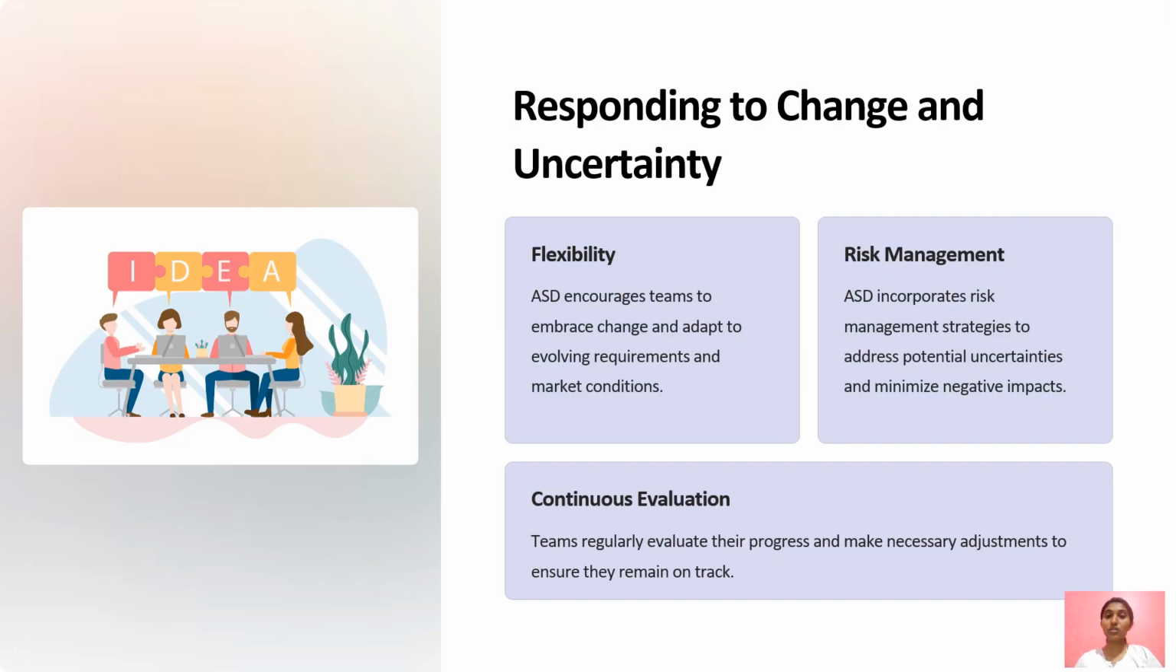The next one is responding to change and uncertainty, how it responds to the changes. Flexibility. ASD encourages teams to embrace change and adapt to evolving requirements and market conditions. Next comes risk management. ASD incorporates risk management strategies to address potential uncertainties and minimize negative impacts. Continuous evaluation. Teams regularly evaluate the progress and make necessary changes, and they also ensure they remain on track.